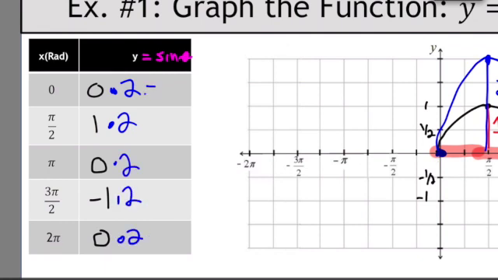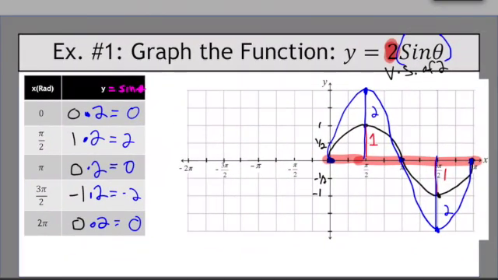So 0 times 2 is 0, 1 times 2 is 2, 0 times 2 is 0, negative 1 times 2 is negative 2, and then 0 times 2 is 0. And if we were to plot these points, we would get the exact same answer. So let's do a different color, that way we can see it. So (0, 0), then (pi over 2, 2), then (pi, 0), then (3 pi over 2, negative 2), and then (2 pi, 0). And we get the exact same graph.